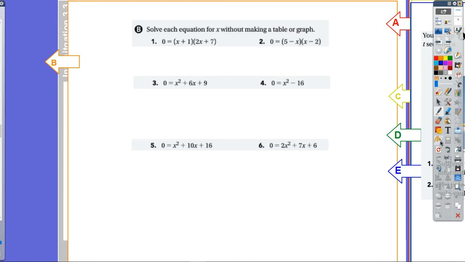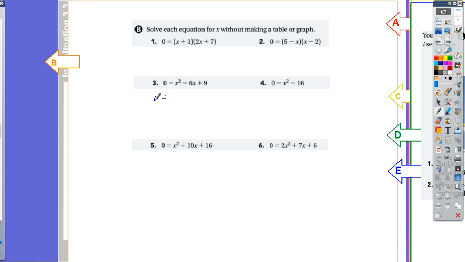Let's take a look at 3 and 4. Well, they're not quite as easy as the first two because they're in expanded form. However, we are equal to 0. So all we need to do here is factor. Well, is there a greatest common monomial? No. Is this a difference of squares? No, it's all adding. Difference means subtraction. Is this a square binomial? Well, we have an x squared. We have a 9. Those are both perfect squares. So this could be a square binomial.